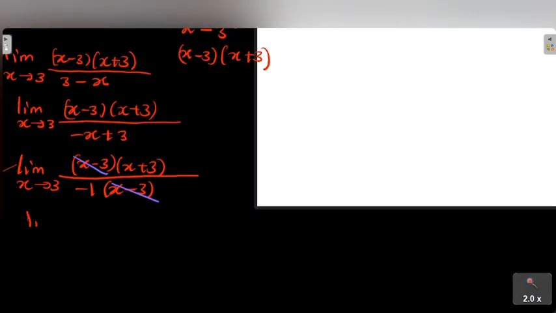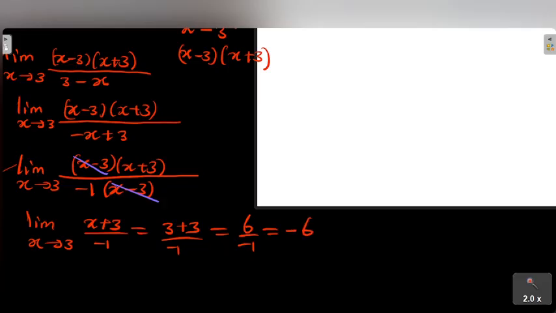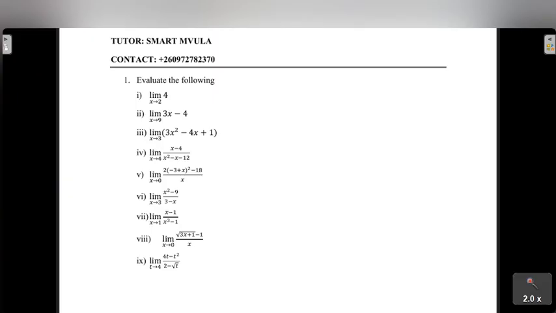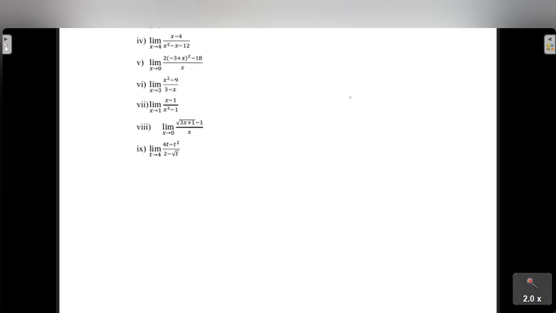Then now we have the limit as x approaches 3 of x plus 3 over negative 1. Now you are going to substitute. What is x? You put a 3, so it will be 3 plus 3 over negative 1. So 3 plus 3 will be 6 over negative 1. So this will give us negative 6 as the answer. So that's how you deal with that one.